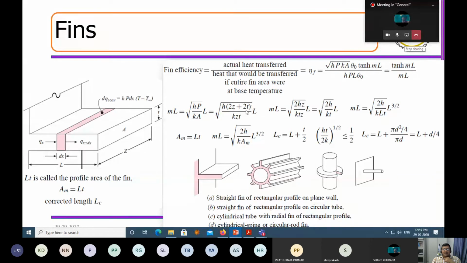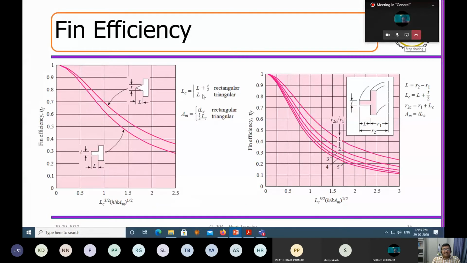Now, if I plug in all these parameters and do a little bit of mathematical jugglery, I come up with a parameter called Am. LT is called the profile area of the fin. What is L? L is the length and T is the thickness. This is the profile area, which I define as Am. And what is Lc? Lc is defined as the corrected length. What is that? Say, what is Lc for a triangular fin? For a triangular fin, Lc is equal to L.